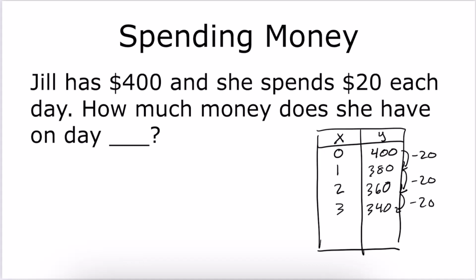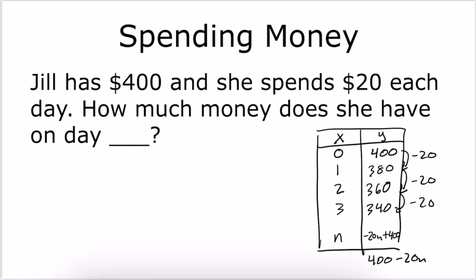So if we wanted to figure out how much money she has on day n, we would say, okay, well, it looks like you just subtract 20 n times, which we can write as negative 20n. And since she started with $400, we would also need to add 400. And you could also rearrange this equation and write it as 400 minus 20n. And that might make more sense in the context of this problem. But the two equations would be equivalent regardless.